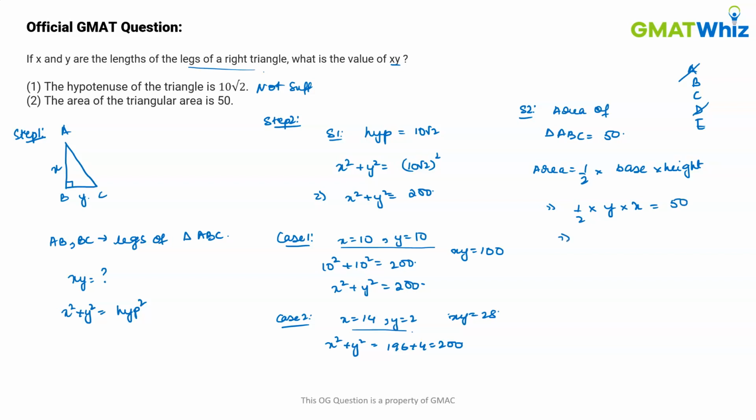So if I plug in the values, base is y, height is x, this will be equal to 50. This means I can write yx equals 100, or since it's multiplication, I can write it as xy. This is also going to give me 100. So I am able to find the value of the product of x and y from the information given in statement 2. So statement 2 is definitely sufficient, and thus the correct answer is option B.